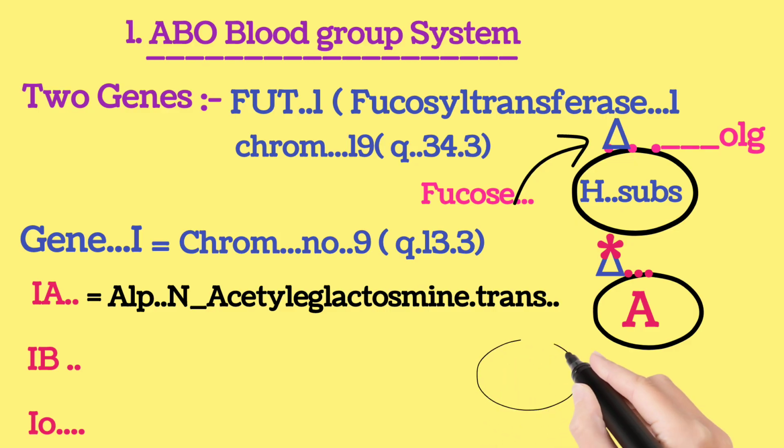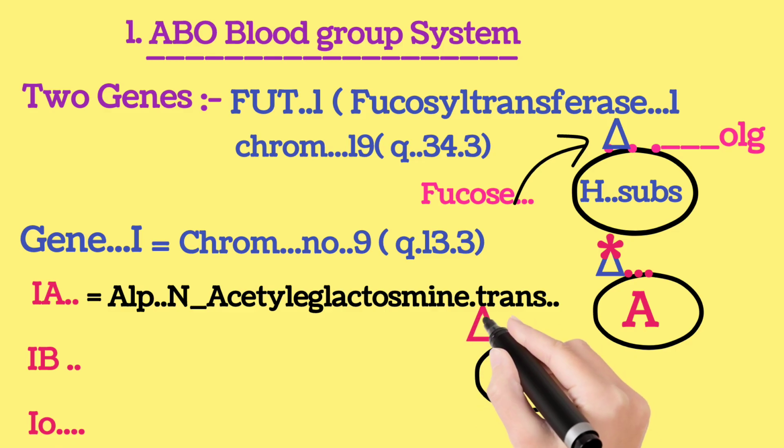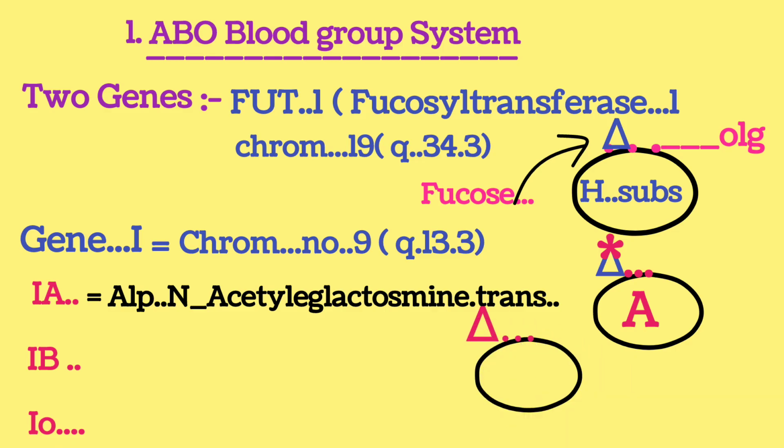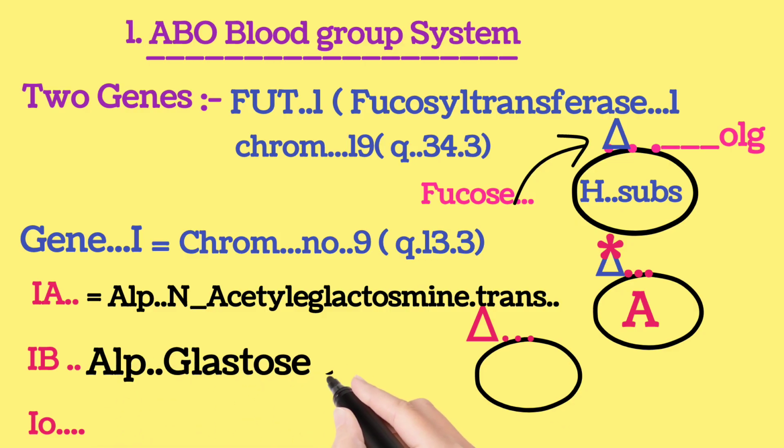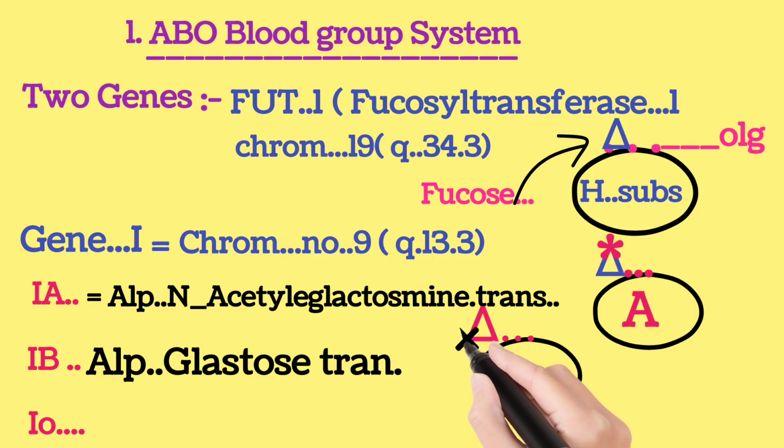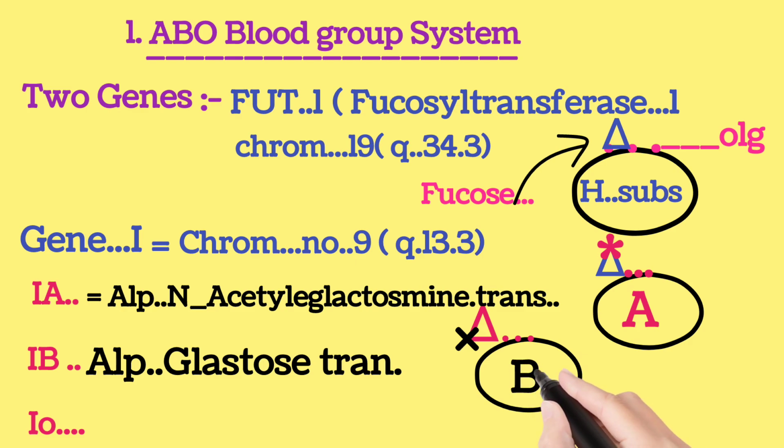Now here the case B. Here the H antigen is present. The B gene gets expressed to form the B transferase enzyme, or alpha galactose transferase, which adds alpha galactose from the cytoplasm to the H antigen and forms what we call the B antigen.